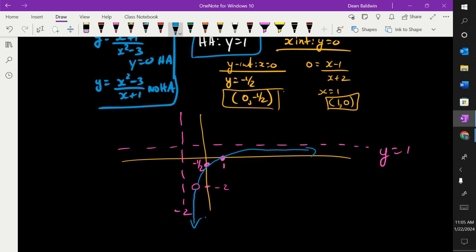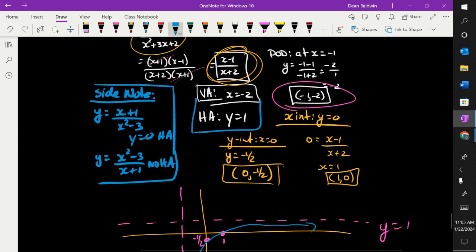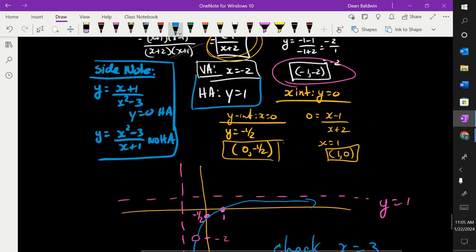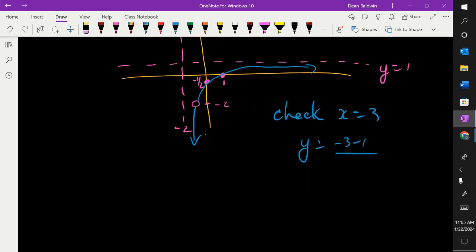How do you check to see where the other part of the graph is, like on this side? You pick any point, any x value that is to the left of your vertical. So -3. Put it into the simplified one. It doesn't matter, but you might as well put it into the simplified one, x minus 1 over x plus 2. So check x is equal to -3. So y is equal to -3 minus 1 over negative 3 plus 2, which is negative 4 over negative 1, which is 4.